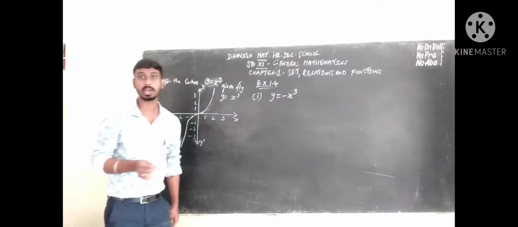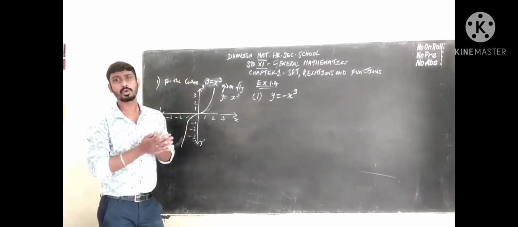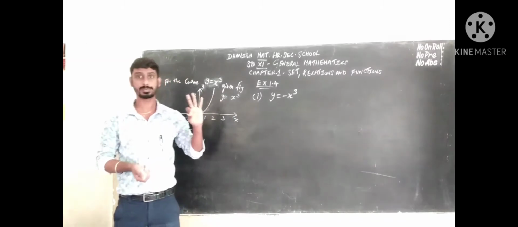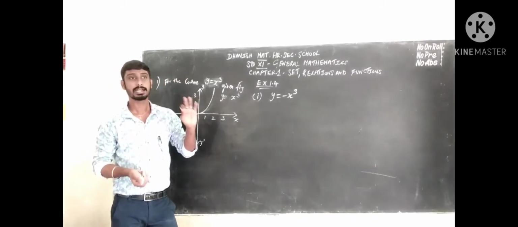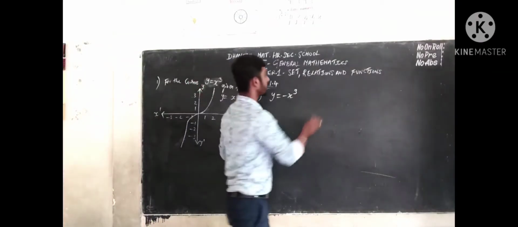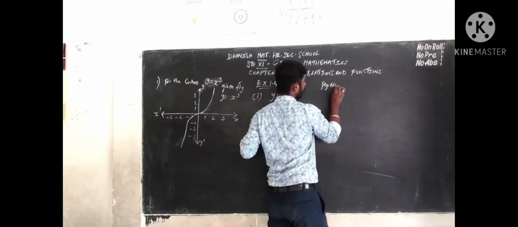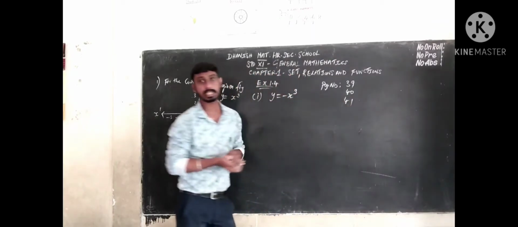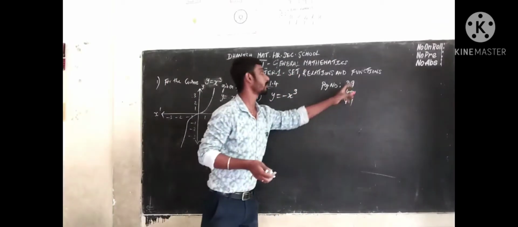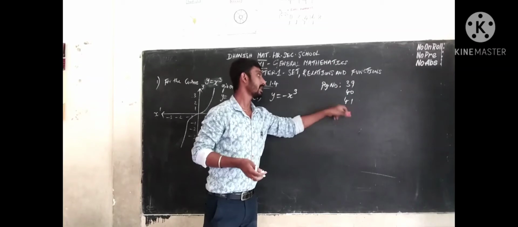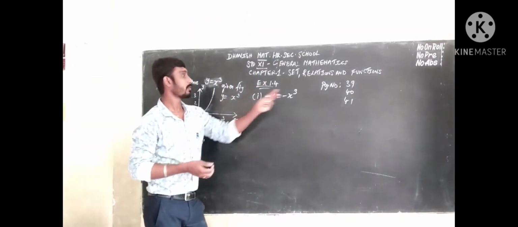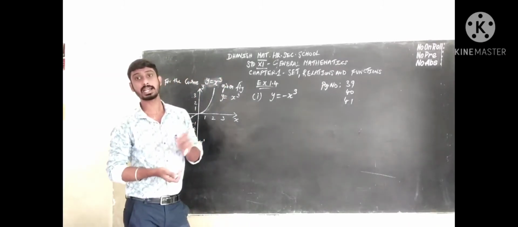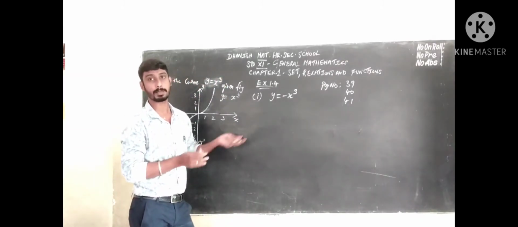In this exercise we are going to discuss reflection, translation and dilation. Three concepts here: reflection, translation and dilation. So please refer to page numbers 39, 40 and 41. Some conditions are given there for reflection, translation and dilation. We are applying all those conditions here.